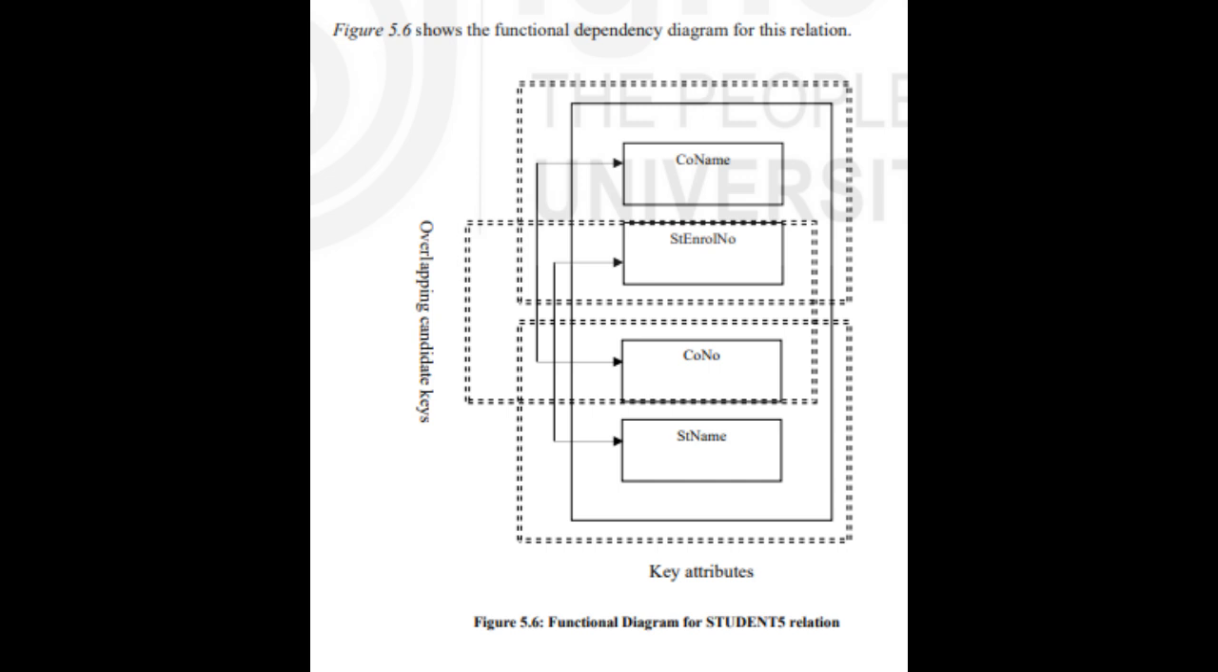The relation student in 2NF would be: student1 (stud_enroll_no, stud_name, stud_address) in 2NF A; COU_INST (co_no, co_name, co_instructor, in_office) in 2NF B; course_student (stud_enroll_no, co_no) in 2NF C. 5.5.3 The third normal form, 3NF.